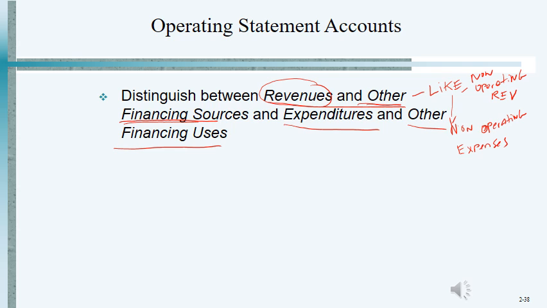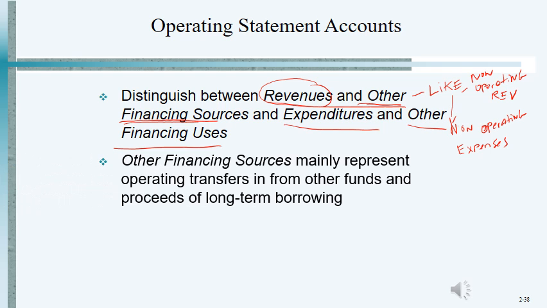Okay, good. So we've got our revenues and other financing sources. Other financing sources are like non-operating revenue. We've got our expenditures and other financing uses. Other financing uses are like non-operating expenses. Okay, and so you come over and you take a look, and we say that other financing sources mainly represent operating transfers and proceeds from long-term borrowing.